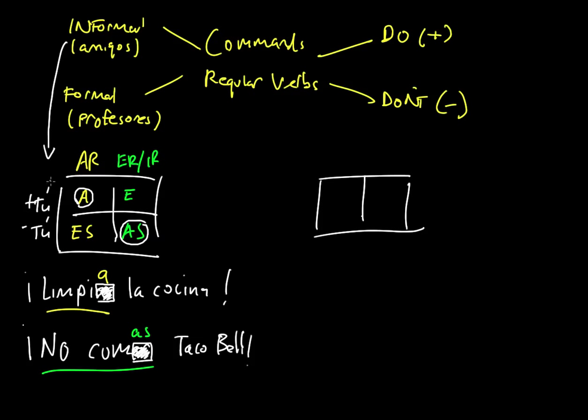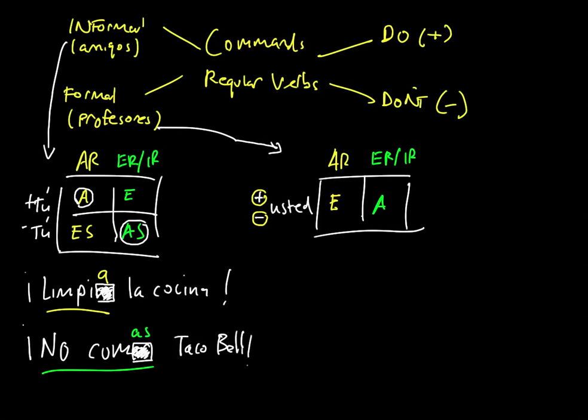Now let's look at this second box over here, and this box is going to be true for formal commands. Okay, so when speaking to profesores, for example. And so now I'm going to write positive, negative, usted. Okay, so if it's an AR verb, both the positive and negative commands are going to end in E. Okay, and if it's an ER or IR verb, both positive and negative usted commands will end in A.